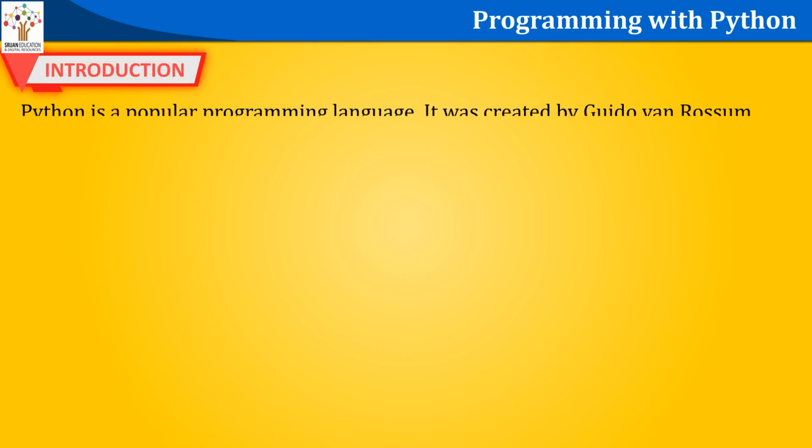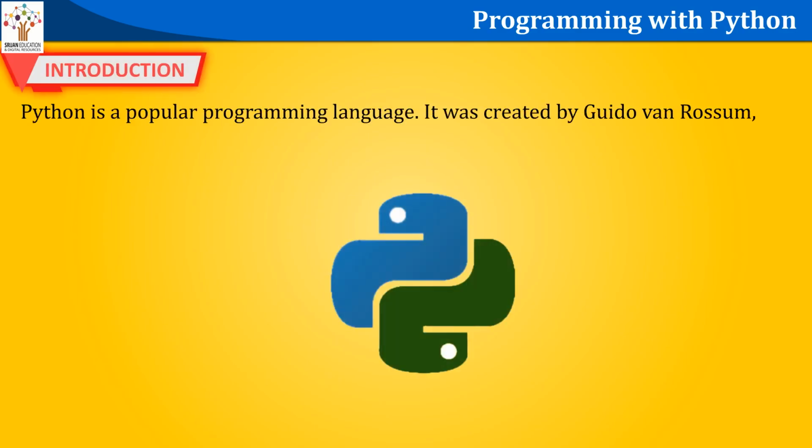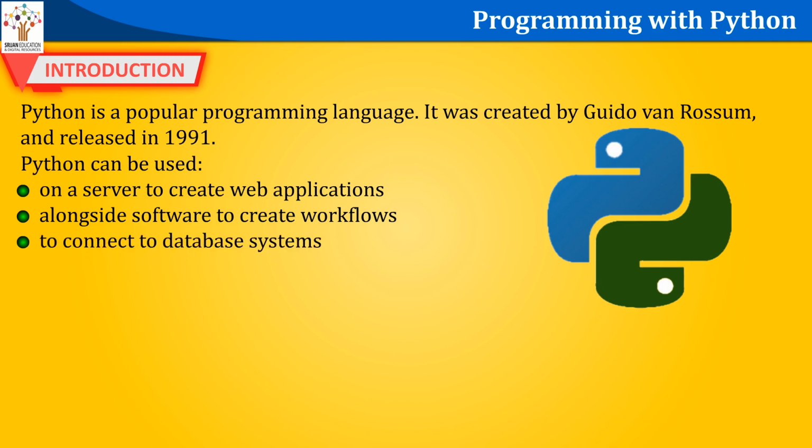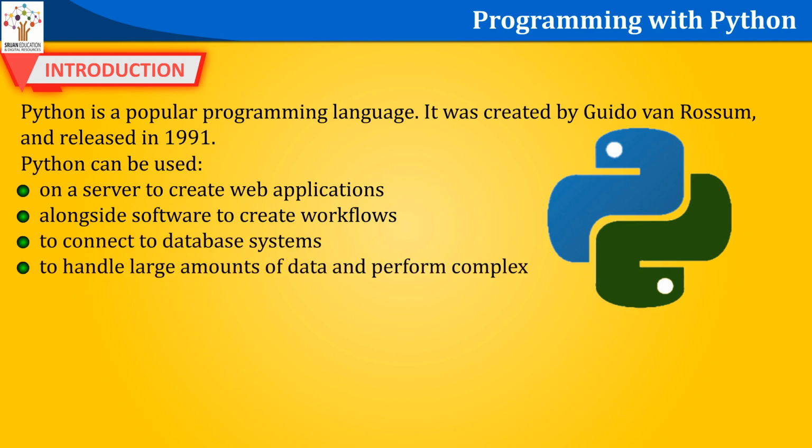Introduction. Python is a popular programming language. It was created by Guido van Rossum and released in 1991. Python can be used on a server to create web applications, alongside software to create workflows, to connect to database systems, to handle large amounts of data and perform complex mathematical operations, for software development.